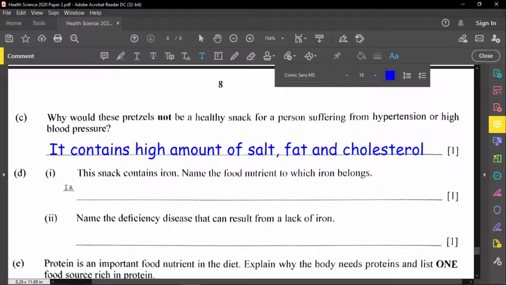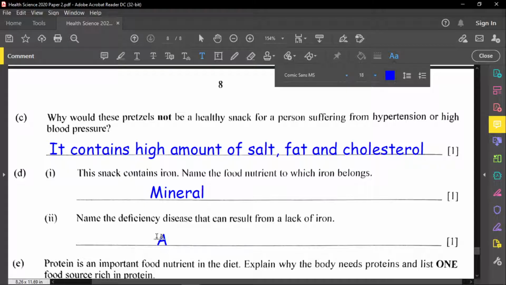All right, great. Now for this part here, this snack contains iron. Name the food nutrient to which this belongs, and iron is a mineral. Okay, so it's a mineral. All right. Name the deficiency disease that can result from lack of iron. If you lack iron, it will lead to anemia.